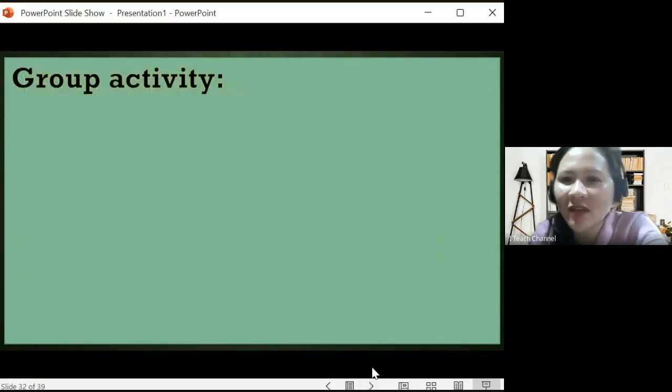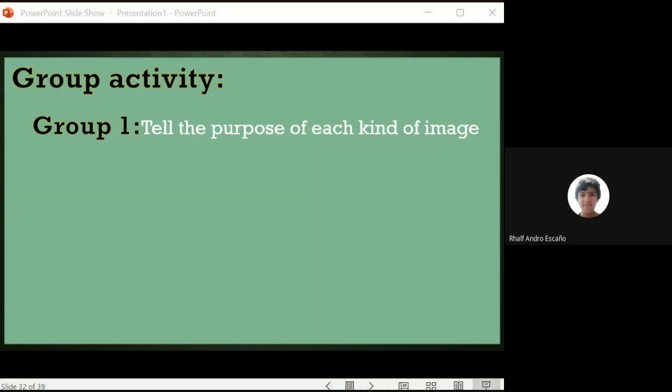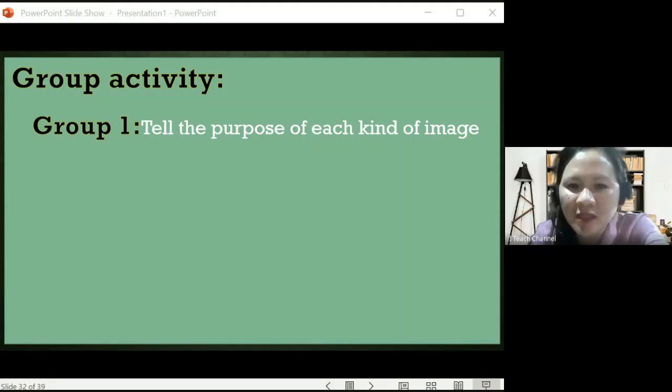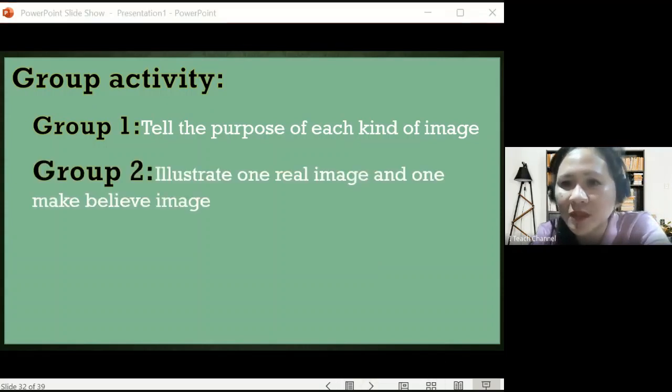Okay, so let's have a group activity, class. For group one, what are you going to do? Please read. Tell the purpose. All right. Tell the purpose of each kind of image. So you're going to tell the purpose of the real image, the fact image, and the make-believe or the non-fact image.